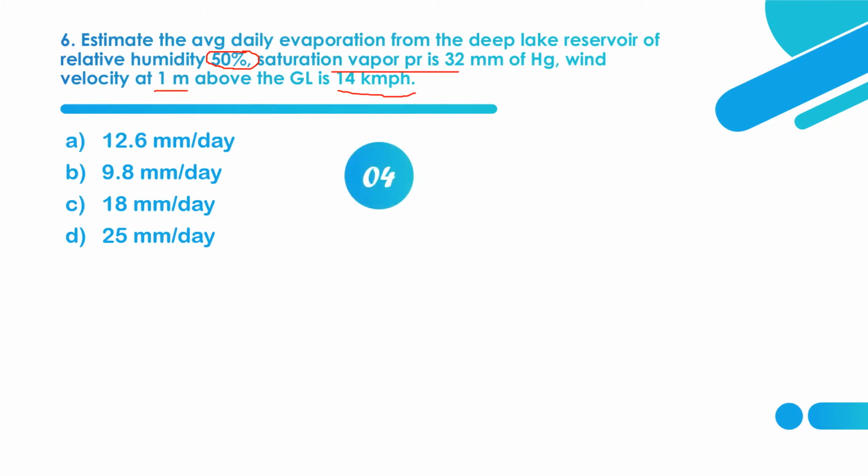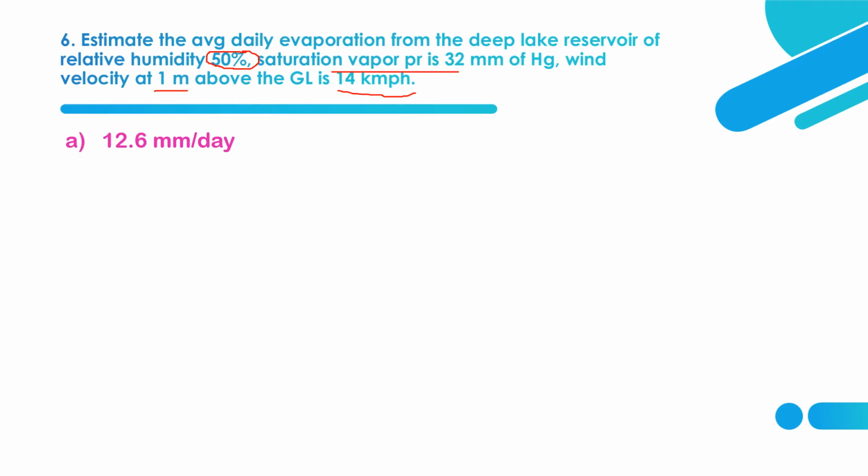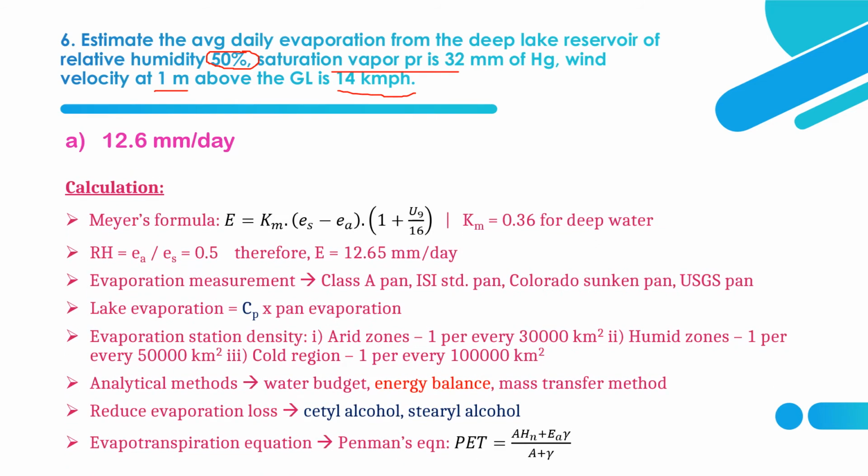So here Meyer's formula has to be used so that we can get the value of average daily evaporation. The answer is 12.6 mm per day. Meyer's formula goes like this: evaporation E is equal to Km into (ES minus EA) into (1 plus U9 by 16).